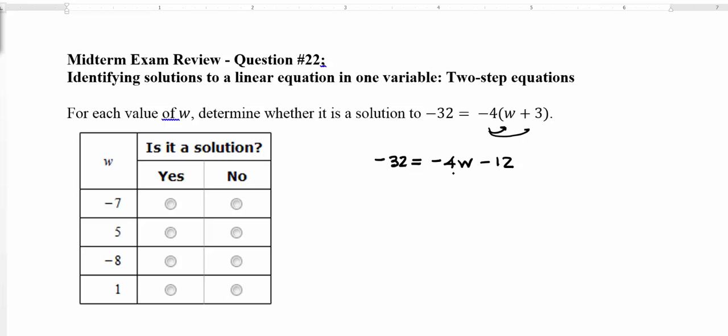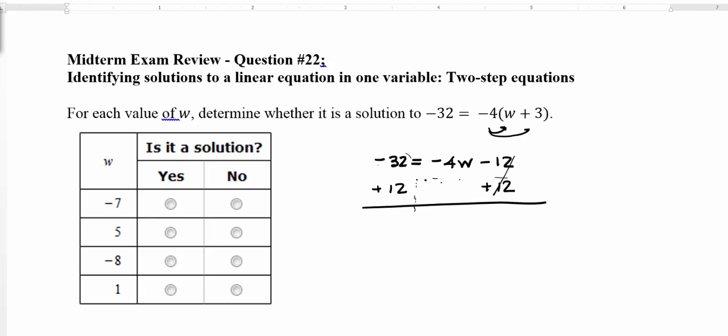Again, in order to solve an equation, I have sides, right? I have an equal sign here. So I want to get all of my constant terms on one side and all of my variable terms on the other side. If I look at this side, I have a constant. If I look at this side, I've got a variable and a constant. So why don't we move this constant over? Why don't I say plus 12 on this side, plus 12 on that side.